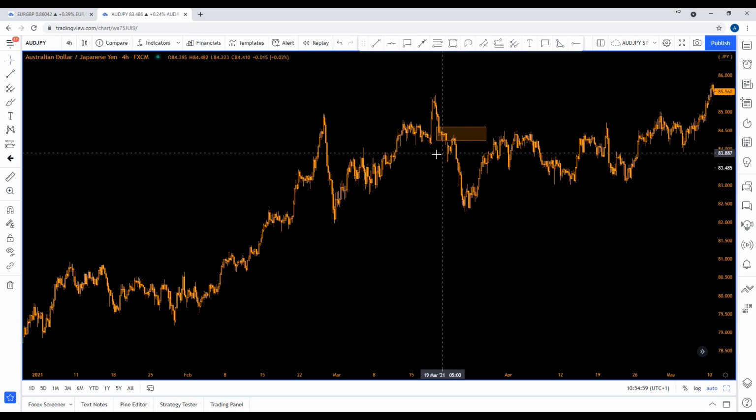As I said, this area is against the trend, but the position of the area and what it achieved at the base of the zone, it was an area of interest.